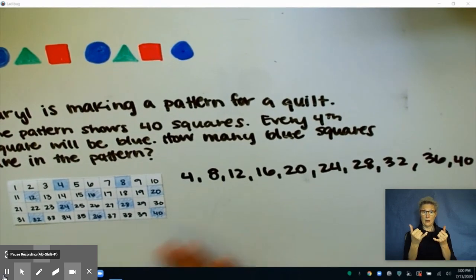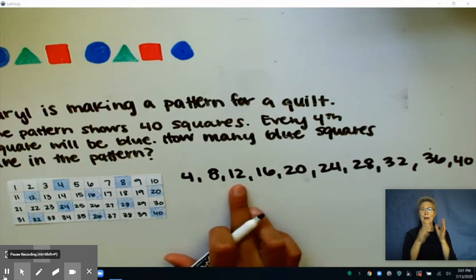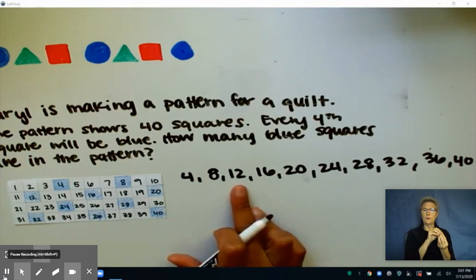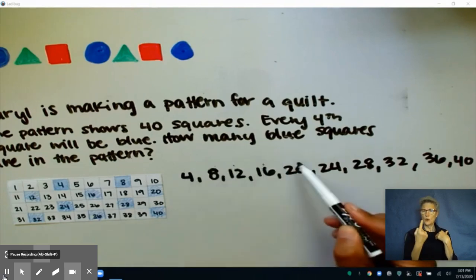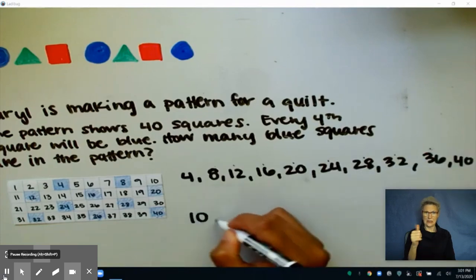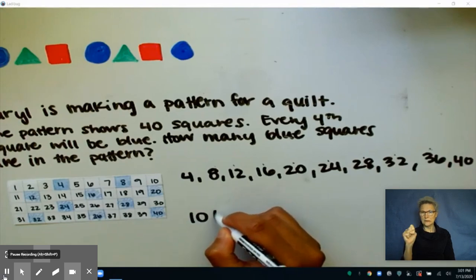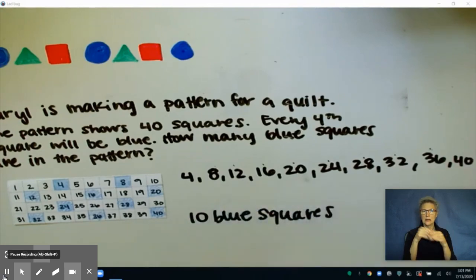Now, what I'm seeing is I have this long list of numbers. Each of these numbers can be referred to as a term, which is a number or an object in a pattern. So these are all individual terms. So I need to just see what the total number of terms is, and that's how many blue squares I will have. So I see that I have 1, 2, 3, 4, 5, 6, 7, 8, 9, 10. I have 10 terms, so I know that that means there will be 10 blue squares in my quilt pattern.